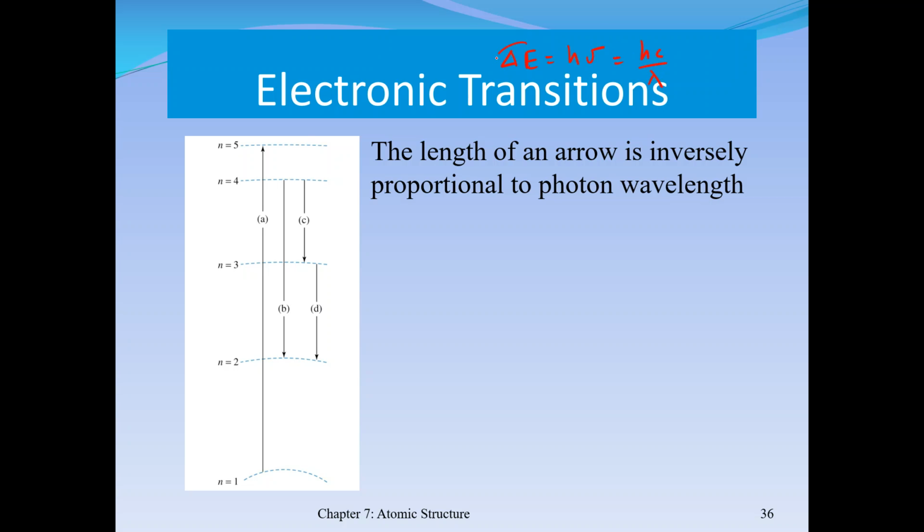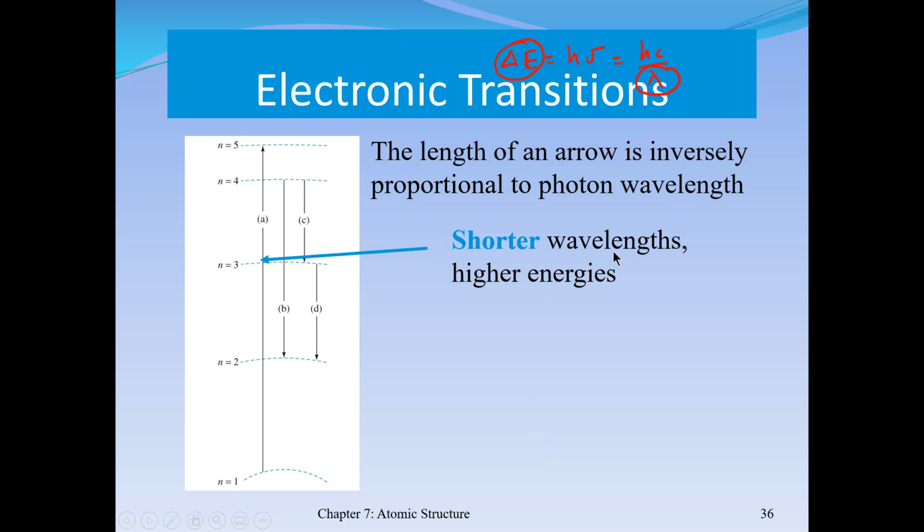So basically, the larger the energy difference between the two orbits where the transition is taking place, the smaller would be the wavelength. So that's an inverse relationship between the wavelength and the energy gap between the two orbits for the transition, all right? So basically, the shorter wavelengths would correspond to higher delta E values, and the longer wavelengths would correspond to lower delta E values.